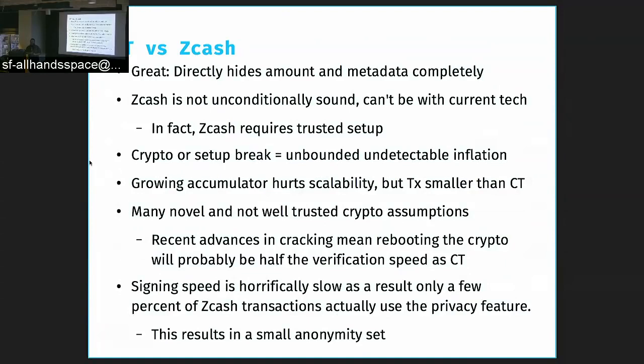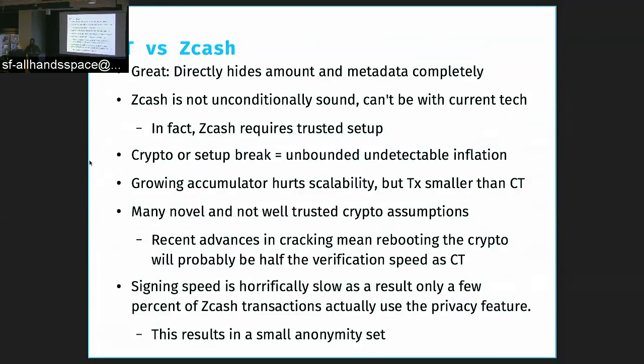But you always have to be careful when thinking about just a little perspective at a time. So Zcash isn't unconditionally sound and cannot be made unconditionally sound with current technologies, not even close. In fact, Zcash requires a trusted setup, meaning that a number of trusted parties have to get together, and if they cheat, they can break the crypto and create unbounded, undetectable inflation. So if there's a crypto break or the trusted setup were broken, very bad news. Now, they did a bunch of stuff in the Zcash altcoin with having a good ritual to increase trust. The trusted setup is trustworthy. But they may have to redo this procedure to upgrade the crypto over time. So it's a vulnerability.